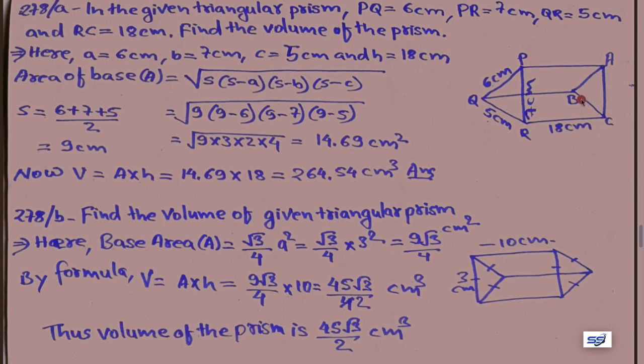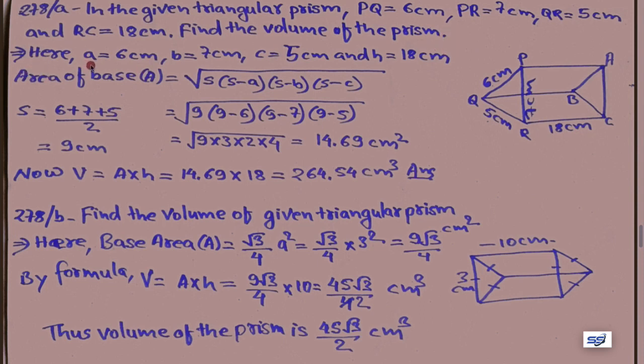Now, this is our figure. In this figure, given here, QP is 6 cm, QR is 5 cm and PR is 7 cm, length RC is 18 cm. Using all this information, we will find the requirement of our question related to prism.